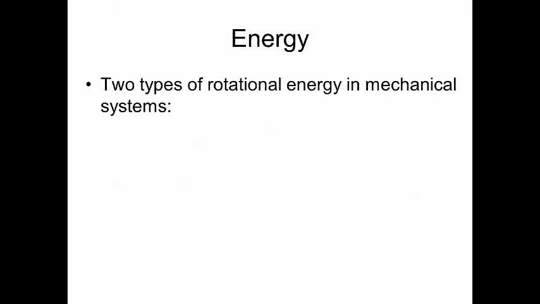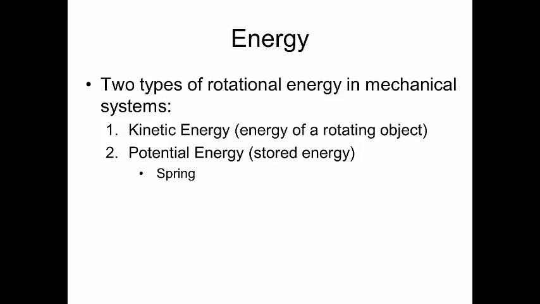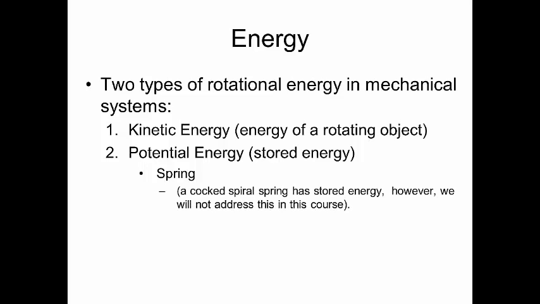For energy, there are two types of rotational energy in mechanical systems that we have to worry about. First is kinetic energy, or the energy of a rotating object. Second is potential energy, which is stored energy. For potential energy, we've talked about springs with respect to translating objects, but you can also have springs in rotating objects as well. If we have a cocked spiral spring, it has stored energy.